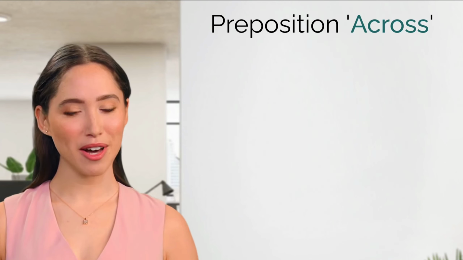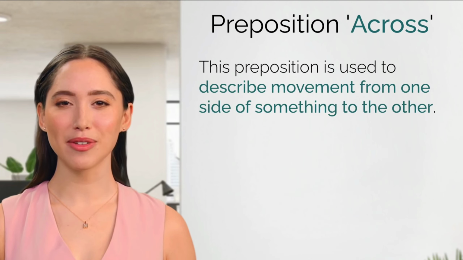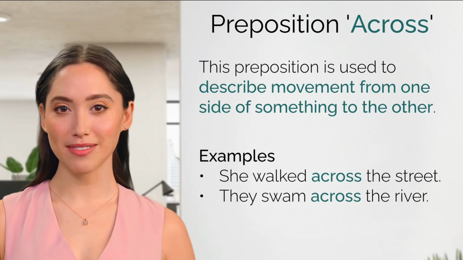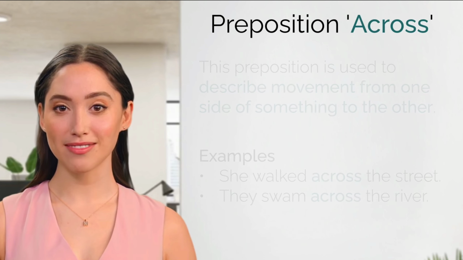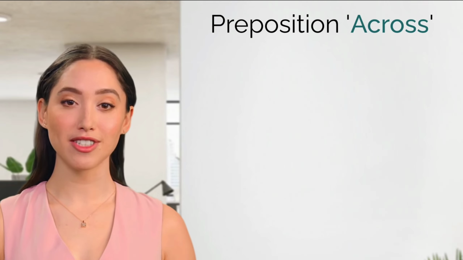Next, let's look at across. This preposition is used to describe movement from one side of something to the other. Examples: she walked across the street. They swam across the river. Whenever there's a clear path or boundary you're crossing, across is the preposition to use.